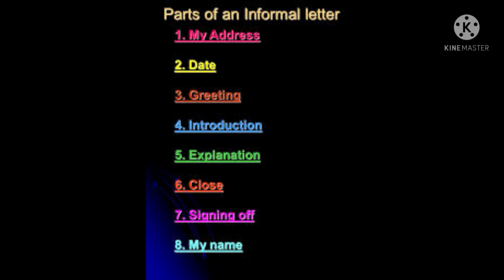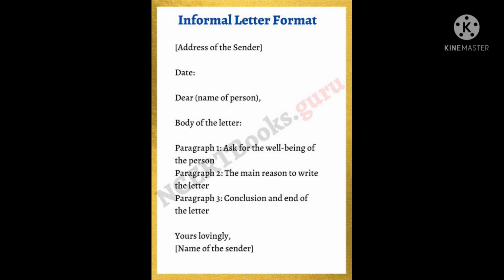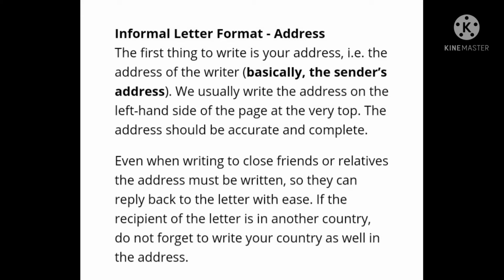Before we start writing an informal letter, we should know the parts of an informal letter. They are my address, date, greeting, introduction, explanation, close, signature, that means name. Now let's place these parts into a format formation. Informal letter format. Address of the sender, date, dear, that means name of the person you're sending to, body of the letter, consisting of 3 paragraphs, introductory, main body and conclusion, and there at the end, yours lovingly, name of the sender.